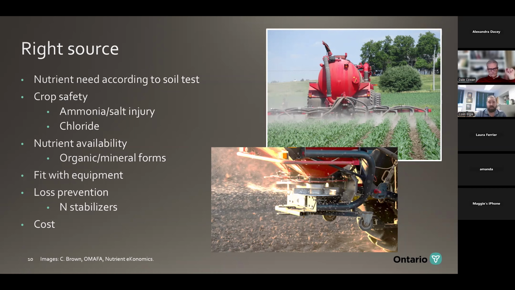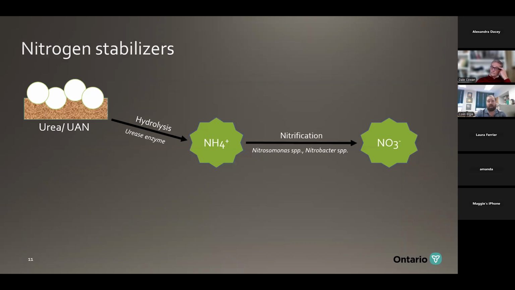So just to focus up here on one aspect that I mentioned here, we're going to look at nitrogen stabilizers. So these are a product that we can add to several different forms of nitrogen fertilizer, the most common being urea or UAN fertilizers, and really looking at breaking down how they work, where they may be applicable to an operation, and why we may want to use them.